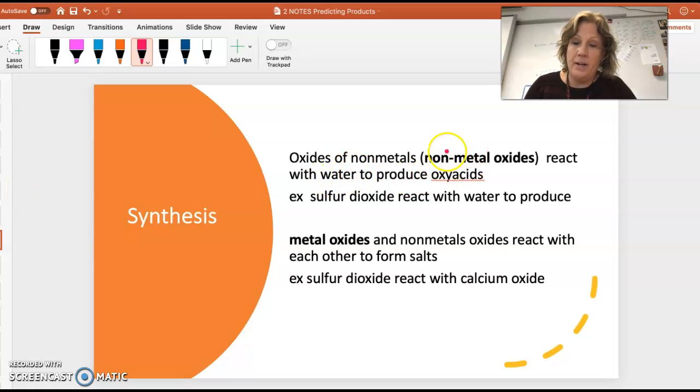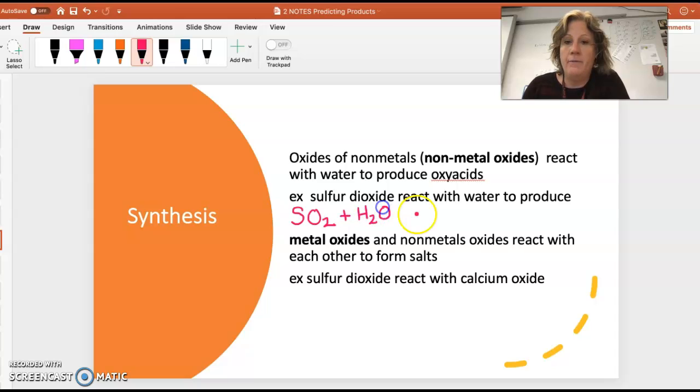Oxides of nonmetals, or nonmetal oxides, will react with water to form oxyacids. So sulfur dioxide is a nonmetal oxide, so sulfur is a nonmetal with oxygen, reacts with water, and then they form an acid, and the acid is going to be H2SO3. So I'm really just summing up the sulfur, oxygen, and hydrogen. And you can see that that is an oxyacid. It's sulfurous acid.